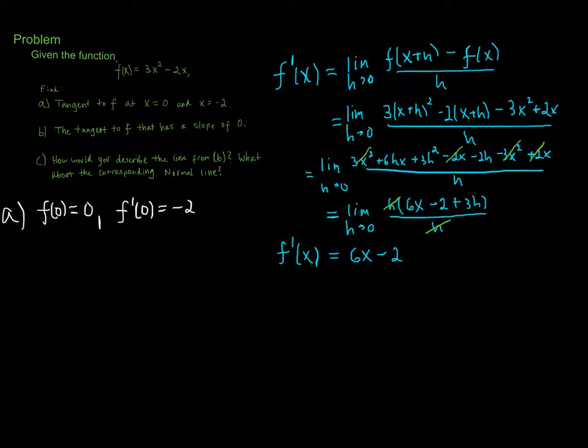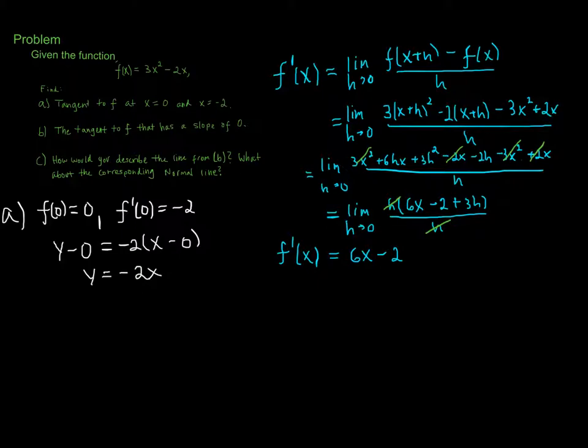And so now I can go ahead and write my function, which is going to be y minus 0 is equal to negative 2 times x minus 0. And this is just y equals negative 2x. So that's the tangent to f at x equals 0.